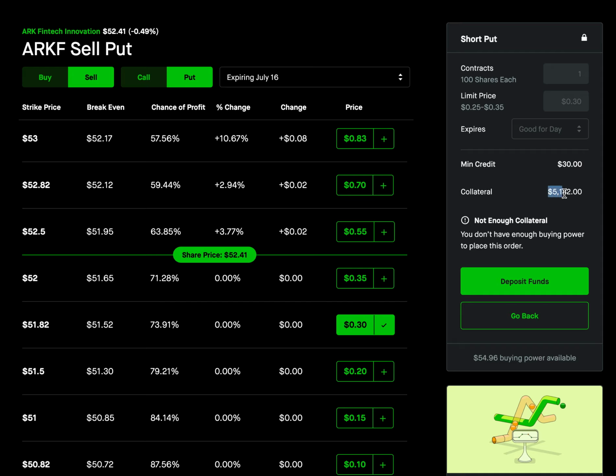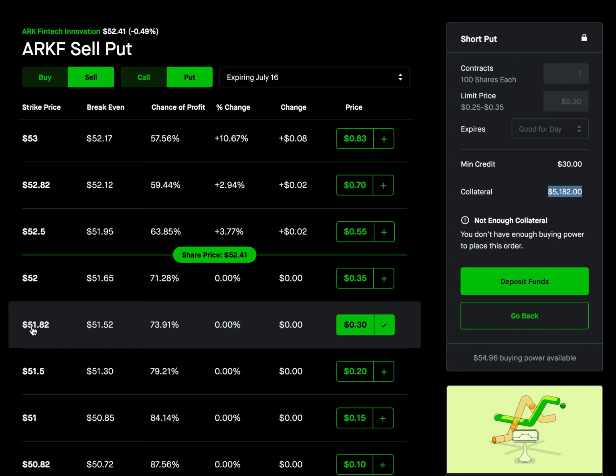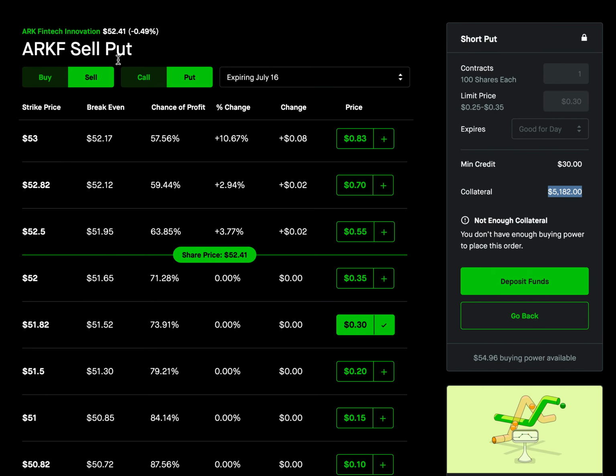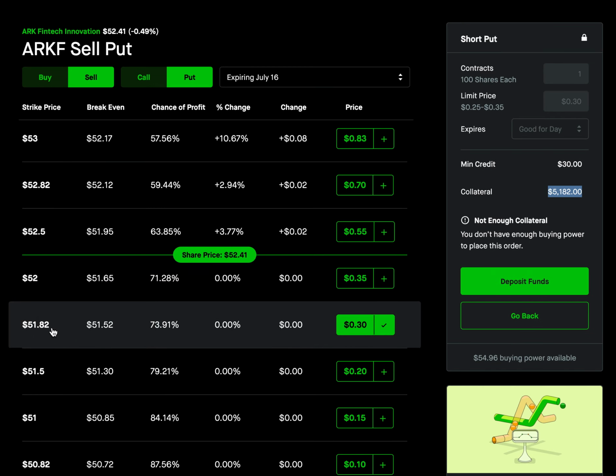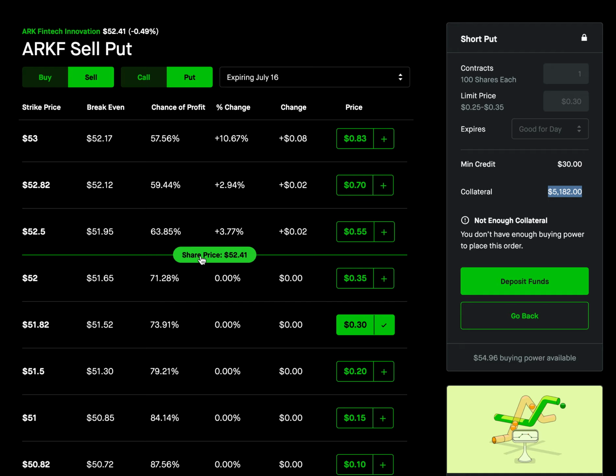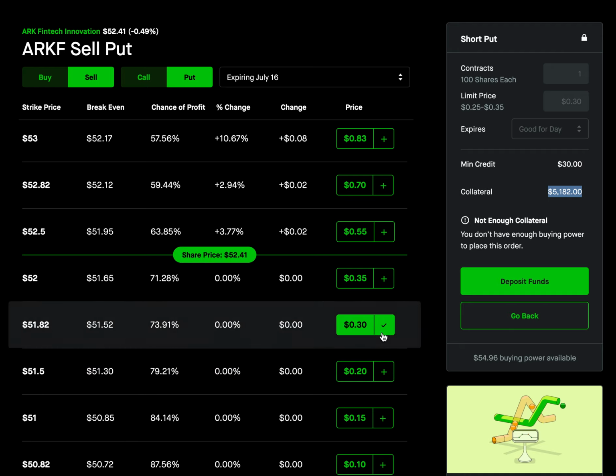So the collateral is $5,182. Now you can see over here, this is $5,182. So you can presume that you multiply this by 100 because there are 100 shares in each contract. So this is stating that you are obligated to buy 100 shares of this underlying asset at $5,182 if the current price of the stock goes below your contract selected within the week. And the market will be pleased to give you $30 for writing up this contract.